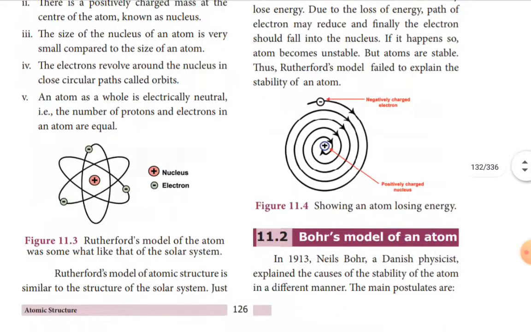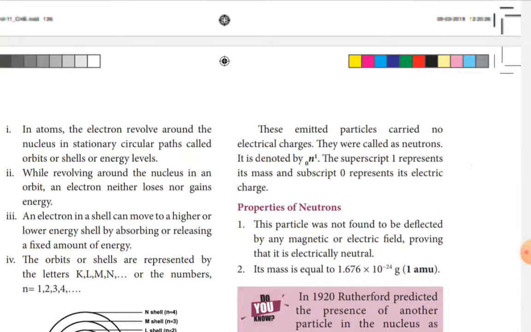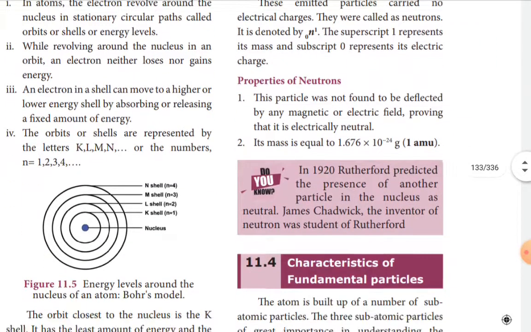And next, Bohr's model of atom. According to Bohr's model, when electrons revolve around the nucleus, they neither lose energy nor gain energy, but only when they move from a higher level to a lower level or from a lower level to a higher level, they lose or absorb energy. The energy shells are represented using the letters K, L, M, N. Also numbers are used: n equals 1, 2, 3, 4 from the nucleus.